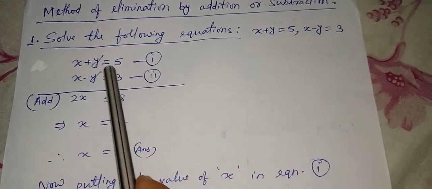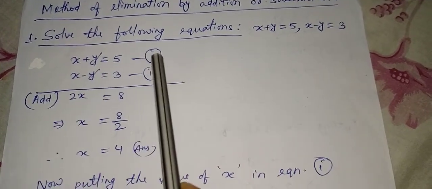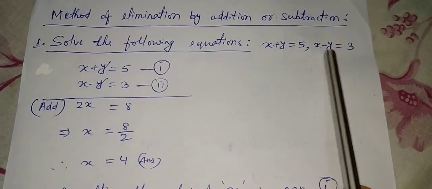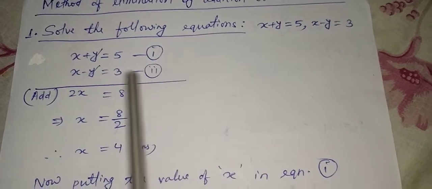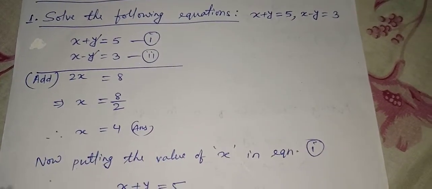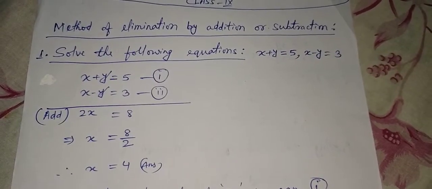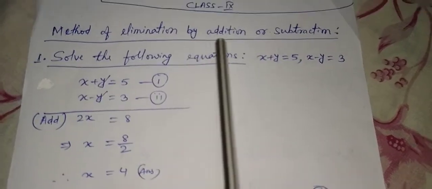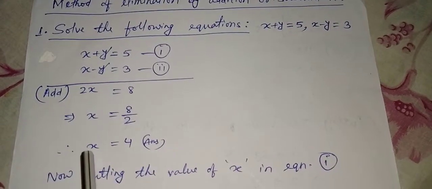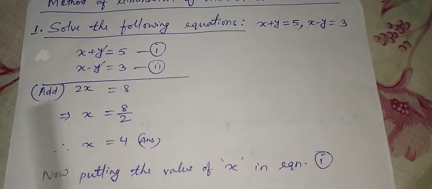In this solution, what I am doing, I wrote the first one x plus y equal to 5, and then I wrote equation 1. Second one x minus y equal to 3, I wrote here, and then equation 2. So equation 1 and 2 I have to mention in the solution. Then here I am starting elimination method. This is solving with the help of elimination method, elimination by addition or subtraction, but today I have started by addition. Why I am adding here, let me tell you.